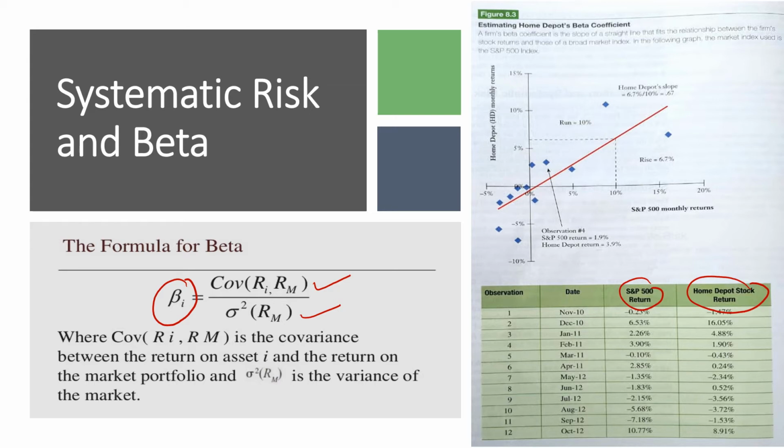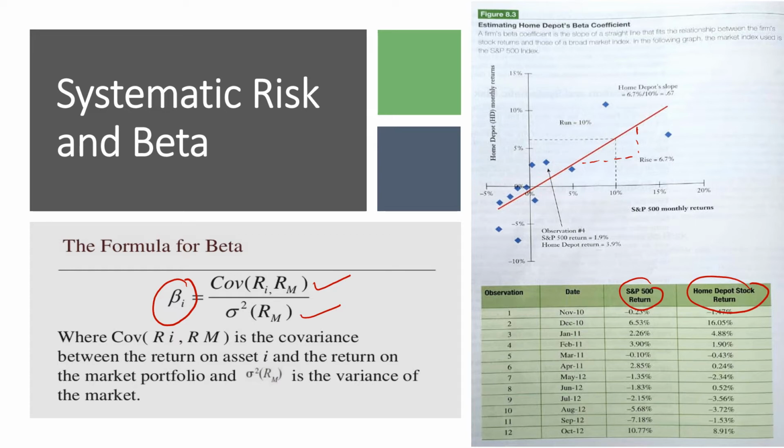Visually, beta for Home Depot is simply the slope of the straight line that best fits the market index and Home Depot stock return pattern. So this is the line, and you want to find the slope of this line. The beta coefficient is the rise divided by the run, and in this case the beta or the slope is 0.67, which is less than the market beta of 1.